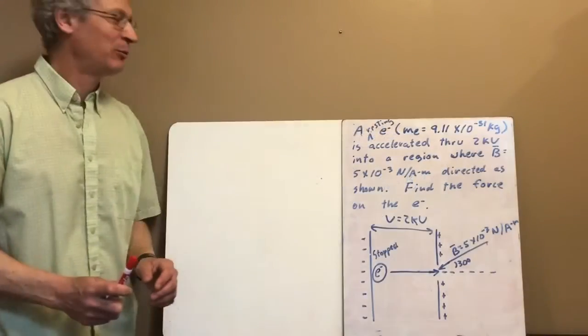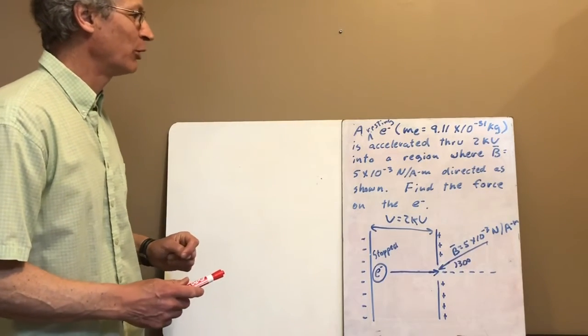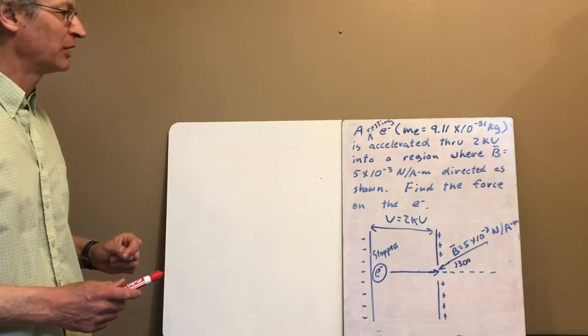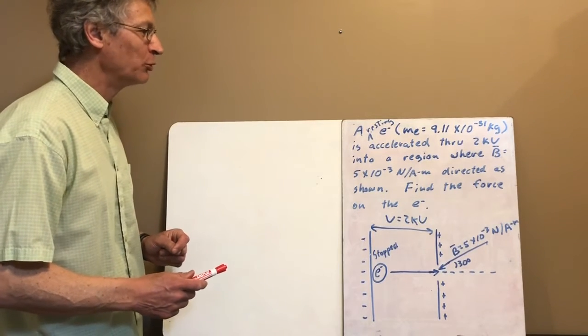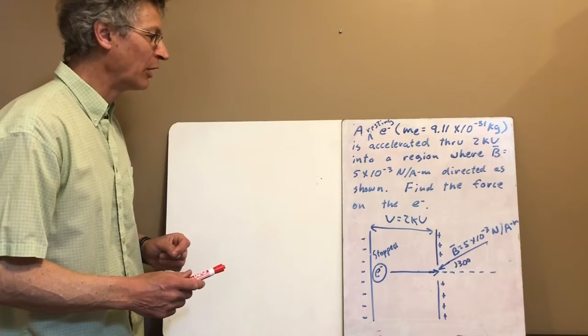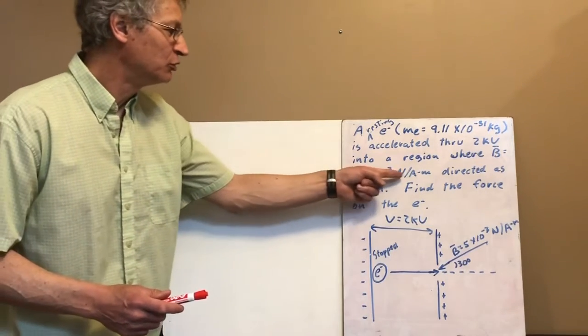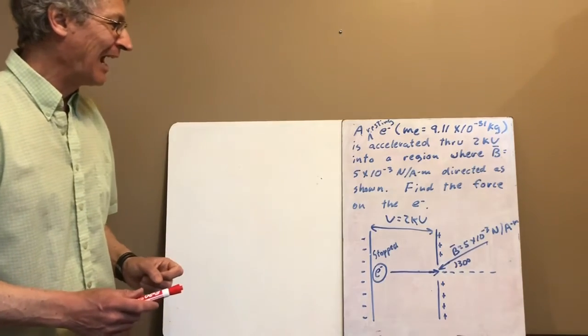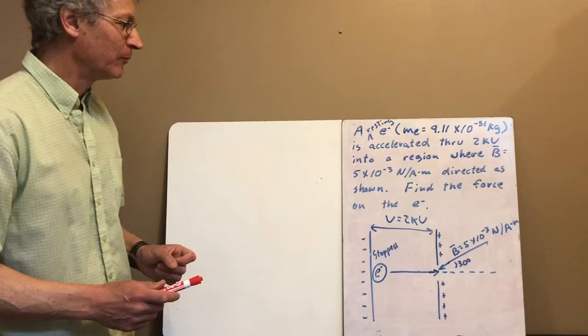All right, here's an example to do. It says a resting electron with a mass of 9.11 times 10 to the minus 31 kilograms is accelerated through 2 kilovolts into a region where the magnetic field is equal to 5 times 10 to the minus 3 newtons per amp-meter directed as shown. Find the force on the electron.